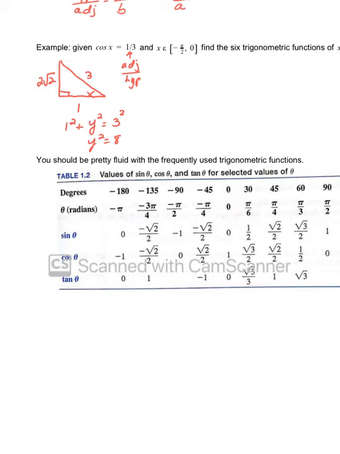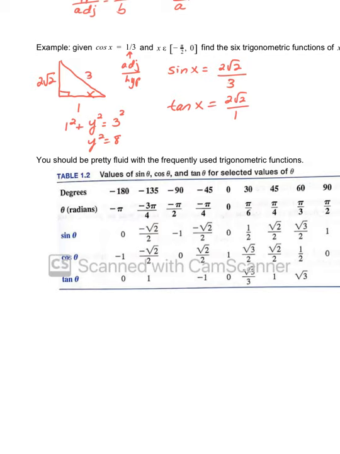Now I can go ahead and write these 6 trigonometric functions of x. So sine of x would be the opposite side of x, so 2 square roots of 2, over the hypotenuse. We already have cosine. Tangent of x would be the opposite side over the adjacent side, which we could simplify.